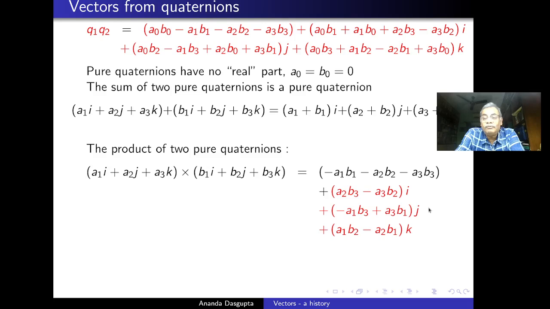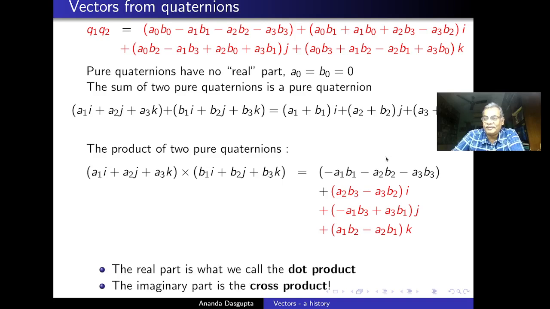Now, for those of you who are familiar with vectors, at least the products of vectors, this should come as quite a surprise, because if you look at the real part of this product, apart from a minus sign, that's exactly what you call the dot product of two vectors with components A1, A2, A3 and B1, B2, B3. And of course, it doesn't even end there. These three terms that you get are exactly the components of the cross product. So if you start with two pure quaternions, multiplying them gives you both the dot product and cross product of vectors at the same go.